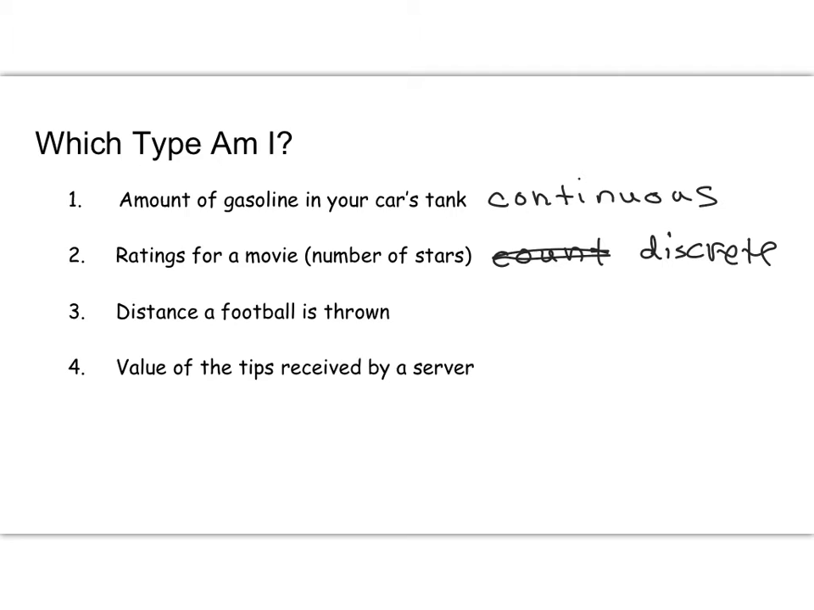Distance a football is thrown, do we measure it or count it? We measure it, so this is continuous, because the distance can take on an infinite number of values. Value of the tips received by a server. Do we count tips or do we measure them? We count them, so this would be discrete.